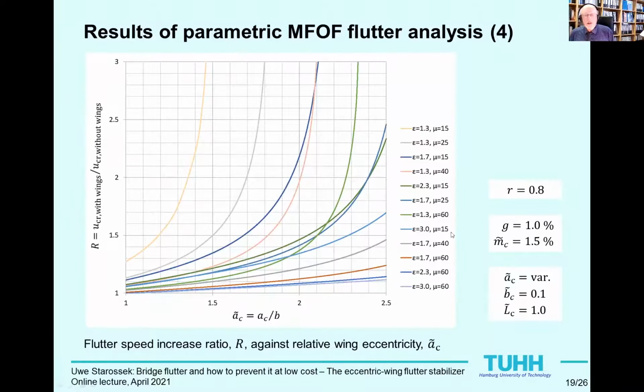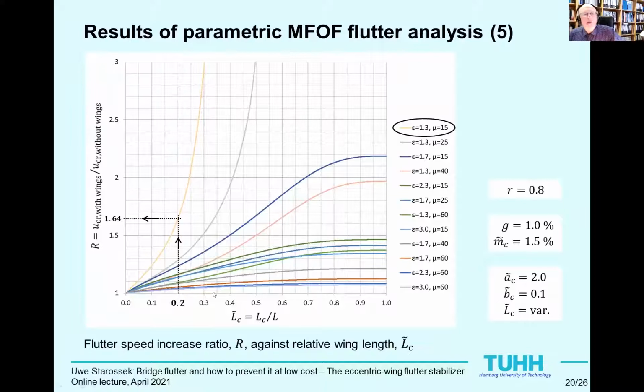The flutter speed always increases overproportionally with AC tilde, which underlines the efficiency and usefulness of eccentricity. A relative eccentricity of 1 corresponds to wings placed directly above the edges of the bridge deck, as mentioned before. The flutter speed increase achieved with such a wing configuration is mostly small. Thus, it is generally worthwhile to provide a larger eccentricity of the wings than 1 and to position the wings outboard of the bridge deck.